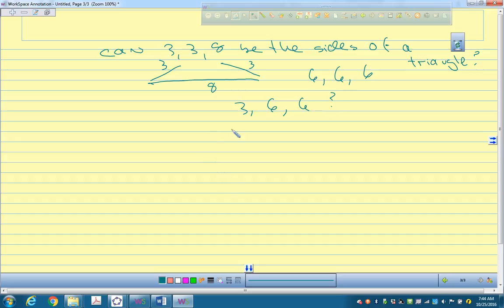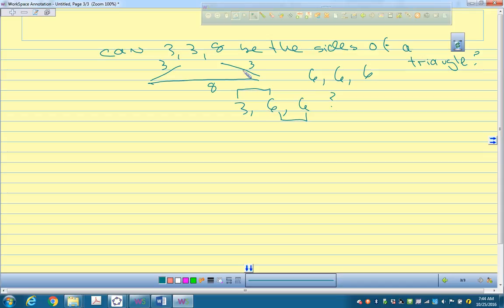Yeah, right? Good. So what I always do, the easiest way to do this, is just add those 2 together, make sure that sum is bigger than this. Add these 2 together, make sure that sum is bigger than this. Add these 2 together, and make sure that sum is bigger than that.